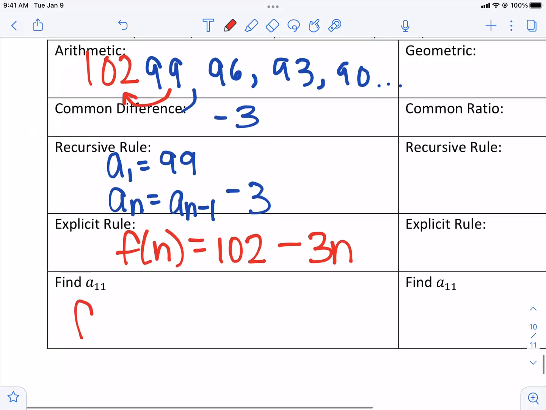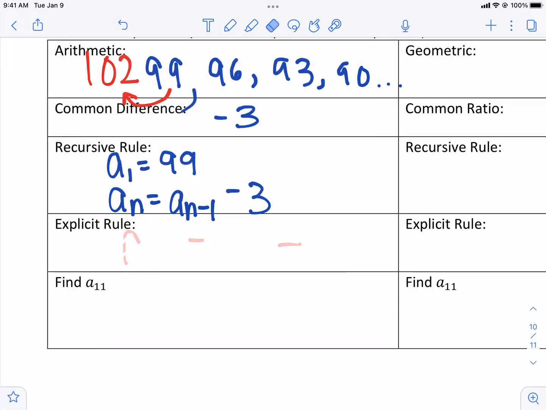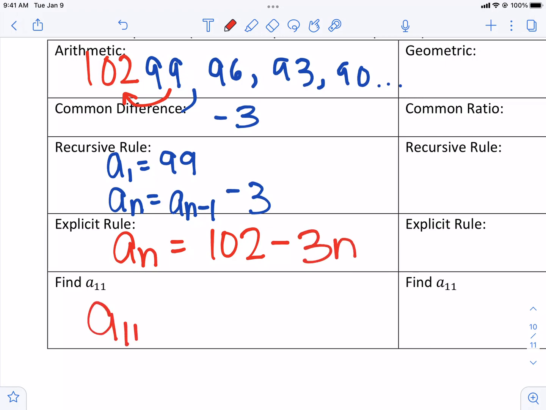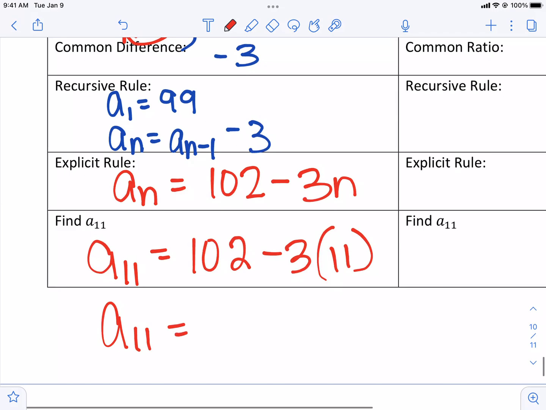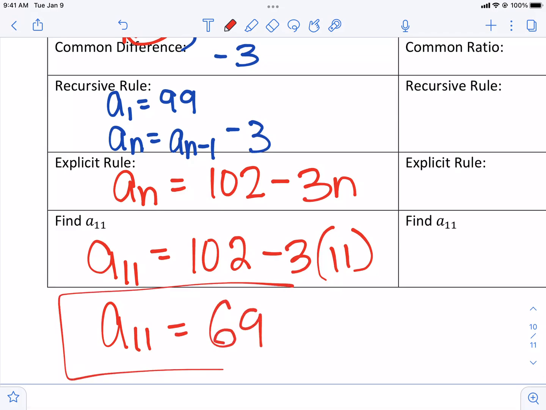And then to find the 11th number, I guess they're writing it like this. So I'm going to change how I write this one so it matches. Okay, so to find any number, we take 102 minus 3 times that number. So then to find the 11th term, it's 102 minus 3 times 11. Okay, so what's 102 minus 33? 69. So we'd say that the 11th term is 69.